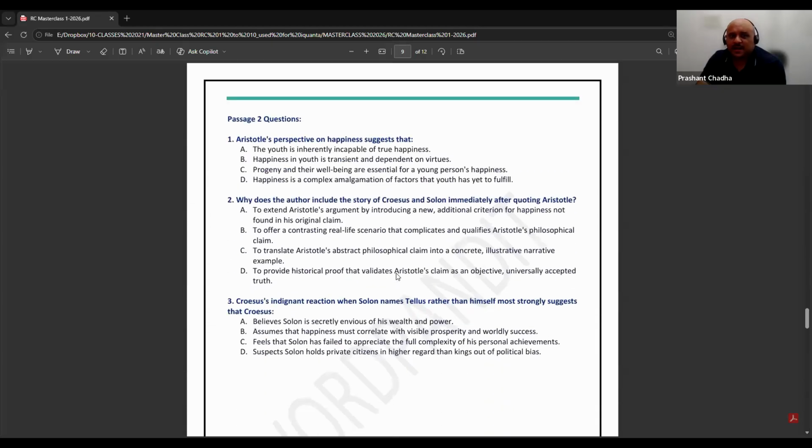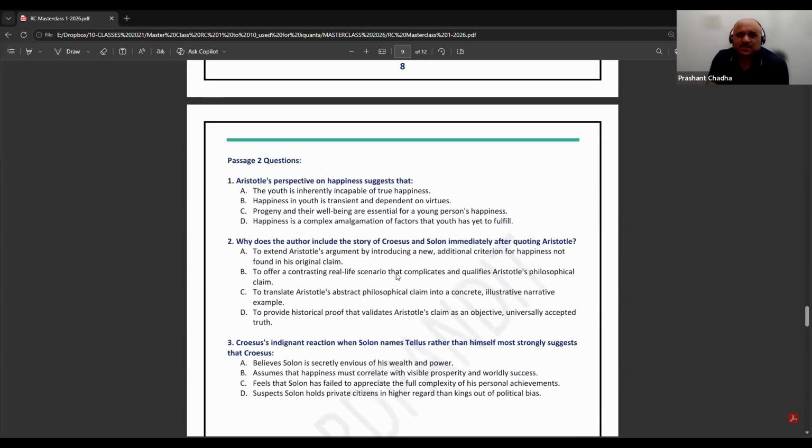Now, question number one, he says, Aristotle's perspective on happiness suggests that, right? Answers for this are A, C, B. Aristotle's perspective on happiness suggests that youth is inherently incapable of true happiness, right? Remember, this is the one case where they directly say there is no happiness possible, right? Happiness in youth is transient and dependent on virtues. No, it is not possible. It is not dependent. It is not transient.